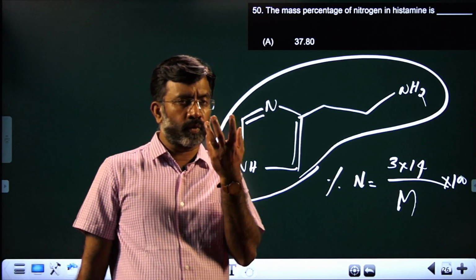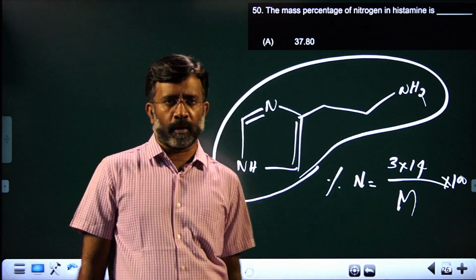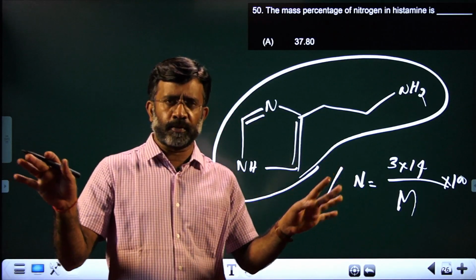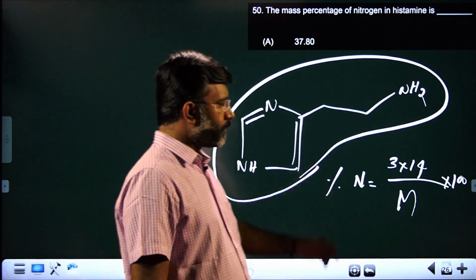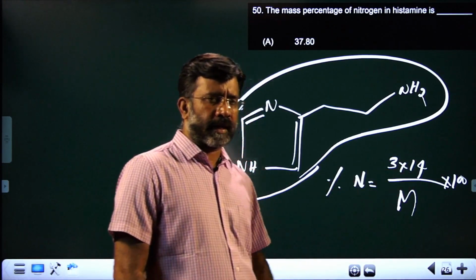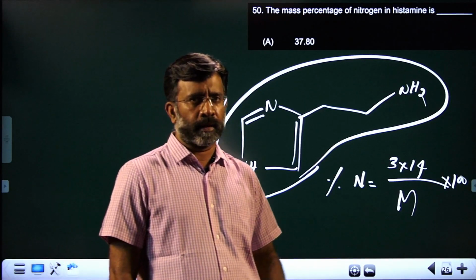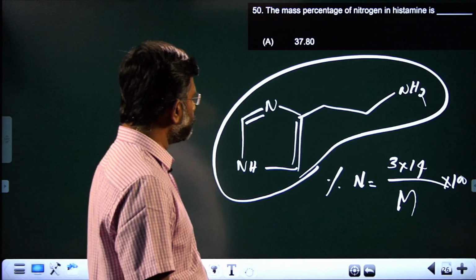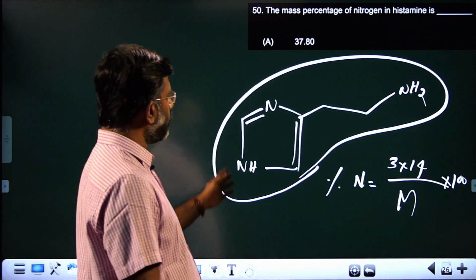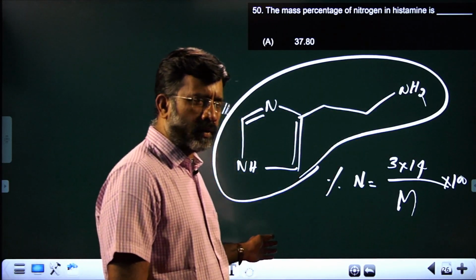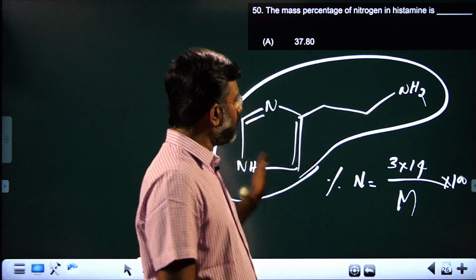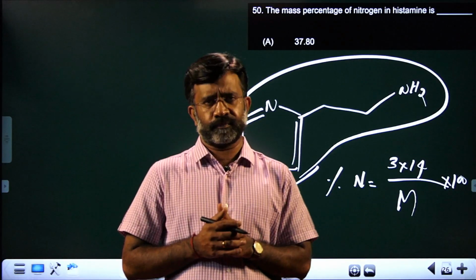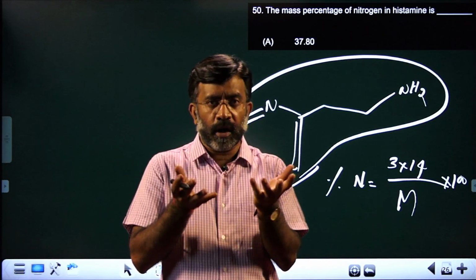Once you know the structure, absolutely no problem. Simple question. Percentage of nitrogen is equal to number of nitrogen atoms into the mass 14 divided by total molar mass into 100. So if you find the molar mass of the molecule, of course if you know the structure, you need not the structure, the formula is enough. Or if you know the molar mass, it's enough.